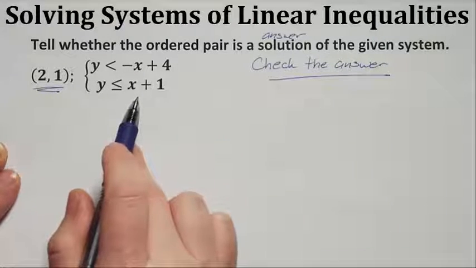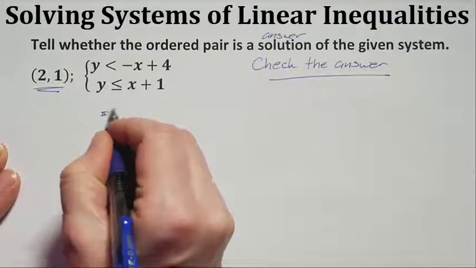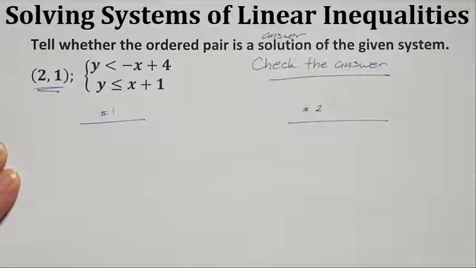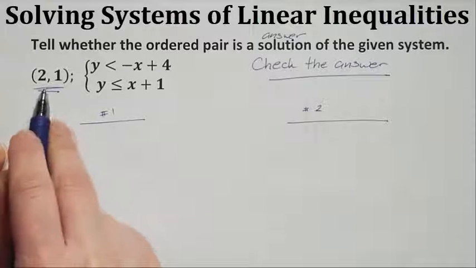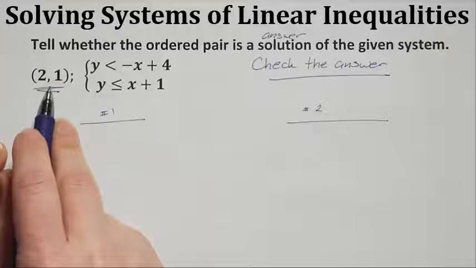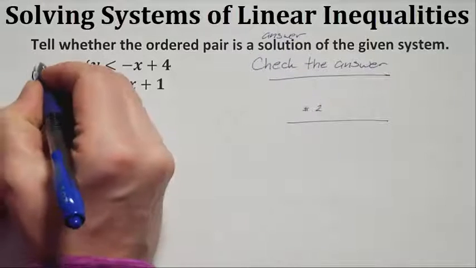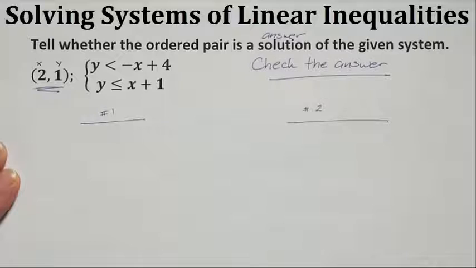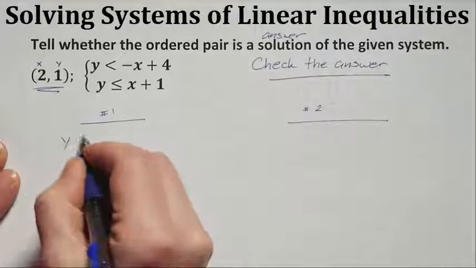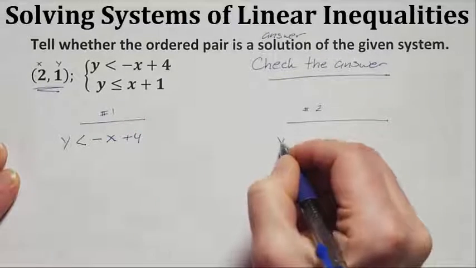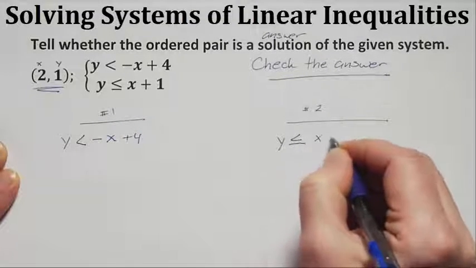So I say I have two equations in my system. I need to test equation number 1 and I need to test equation number 2 to make sure that this ordered pair, this xy coordinate point, works for both. It has to work for both. So this is an xy coordinate point. Our first equation is y is less than negative x plus 4. Equation number 2 is y is less than or equal to x plus 1.